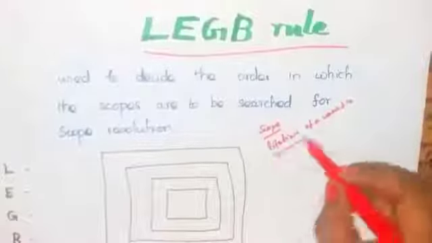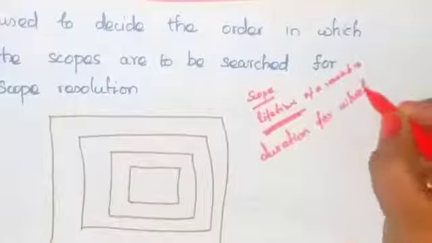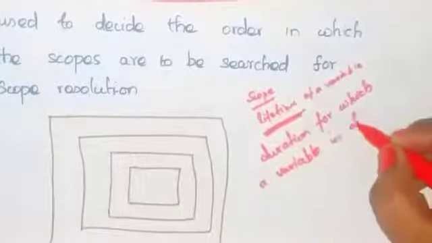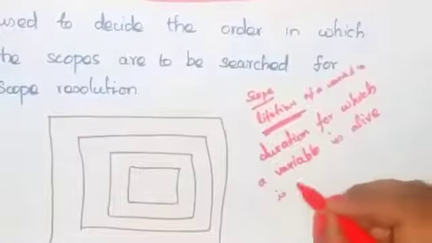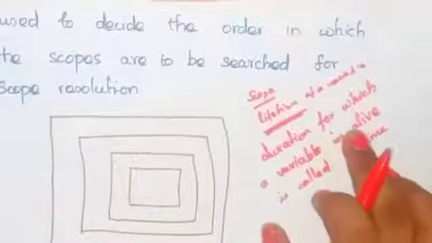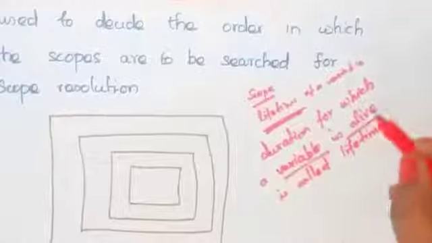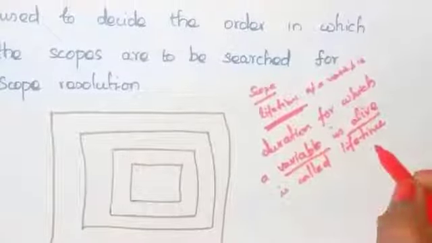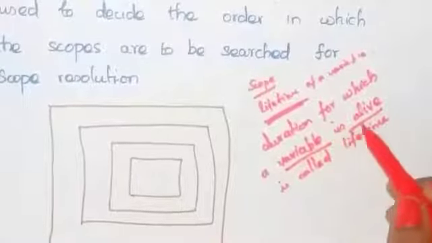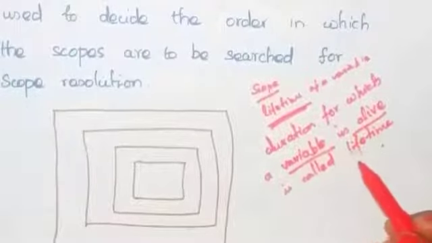So what do you mean by lifetime? The duration for which a variable is alive is called lifetime, which means how the variables are looked up in our code. It determines the visibility of a variable within our code. So that is called lifetime.